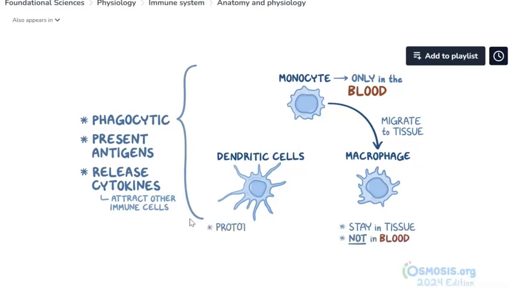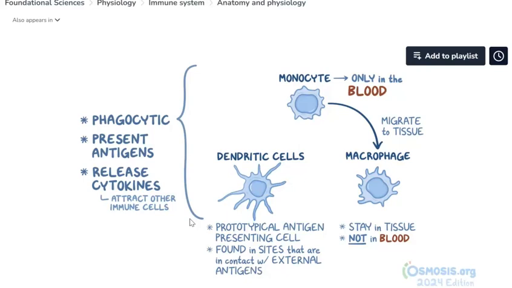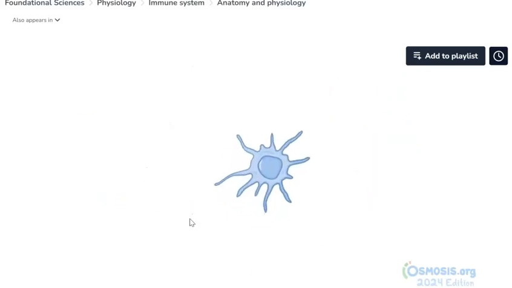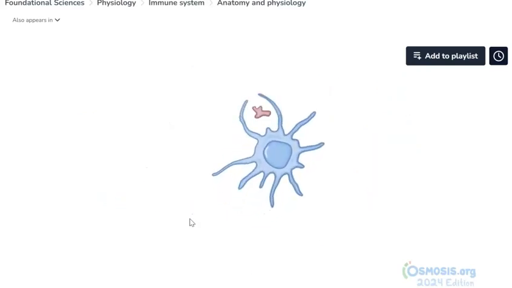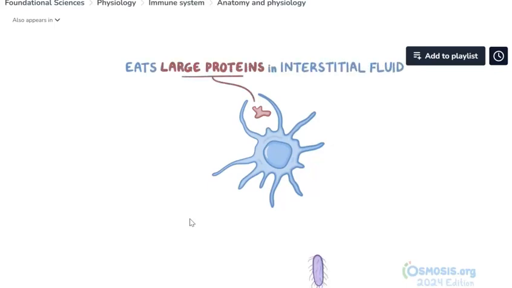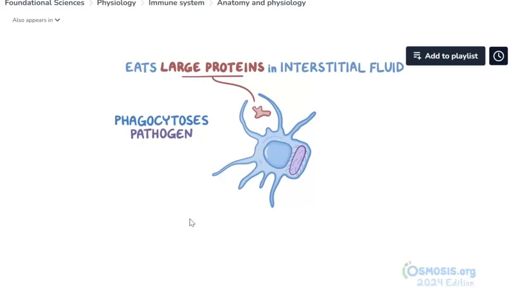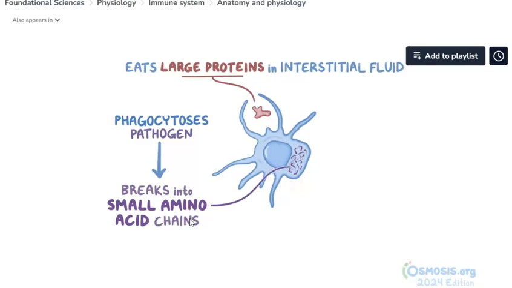Dendritic cells are the prototypical antigen-presenting cell. Dendritic cells are usually found in sites that are in contact with most external antigens, like the skin epithelium or the gastrointestinal mucosa. When dendritic cells are young and immature, they're excellent at phagocytosis, constantly eating large amounts of protein found in the interstitial fluid. But when a dendritic cell phagocytoses a pathogen, it's a life-changing, coming-of-age moment. Mature dendritic cells will destroy the pathogen and break up its protein into short amino acid chains.